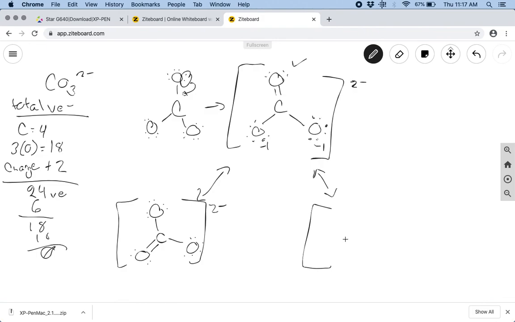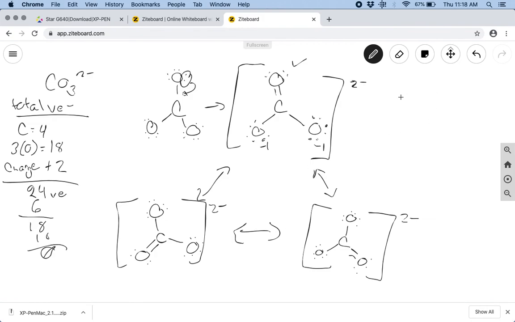That would put the double bond over here, lone pairs around our oxygens, and we put our 2- charge again. So all 3 of these structures are equivalent to each other. Unless your instructor asks you to, you only need to draw one, because it is understood that all of these are equivalent to each other and would be the same thing.